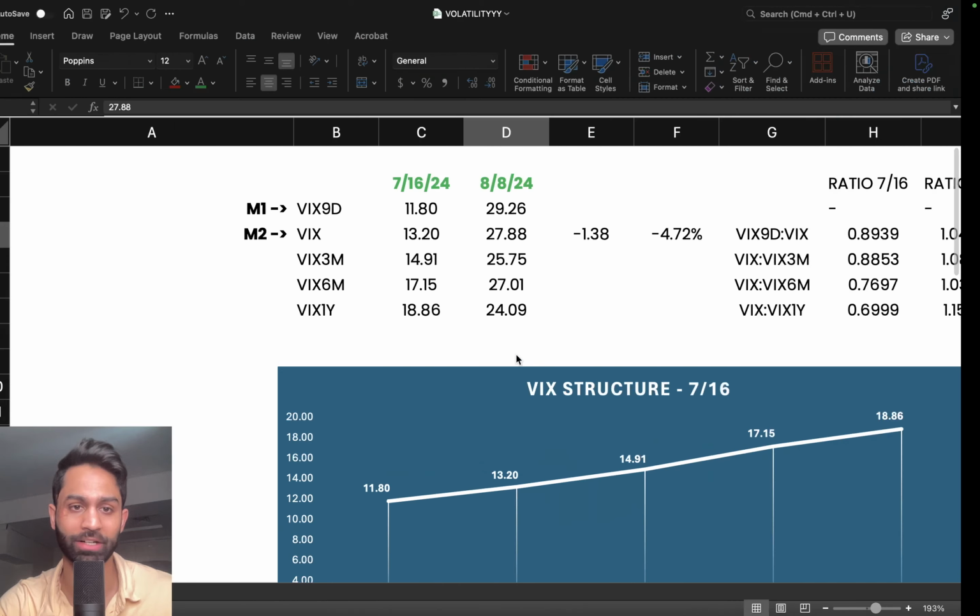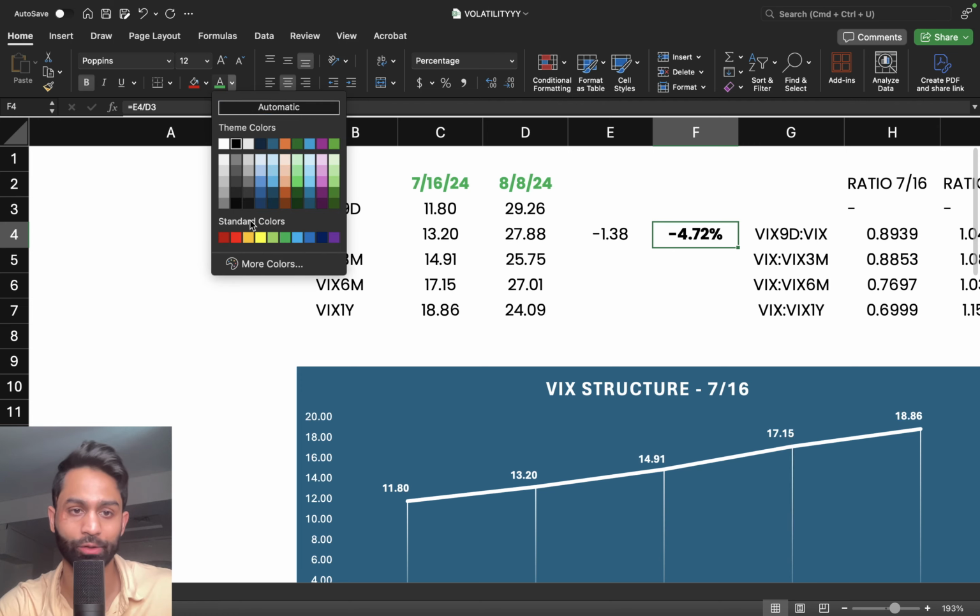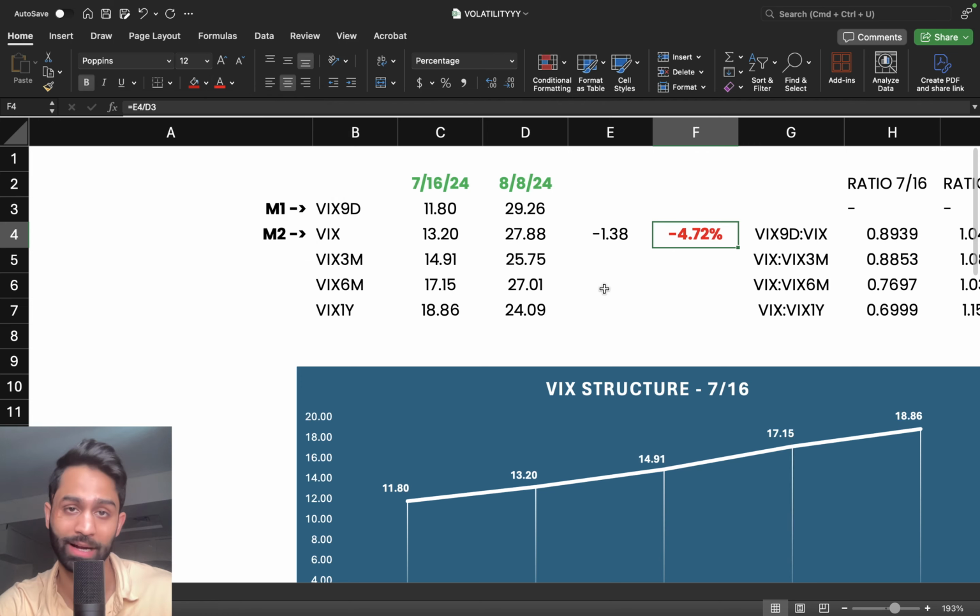And if you come over to my spreadsheet, it's essentially giving us a plotting of this number right here, this 4.72%, the number that I just calculated, which is the current reading of backwardation.